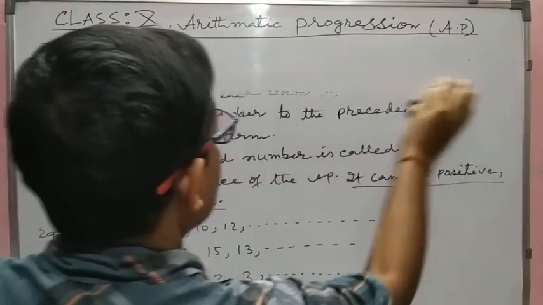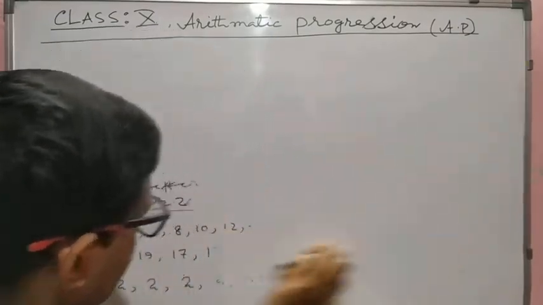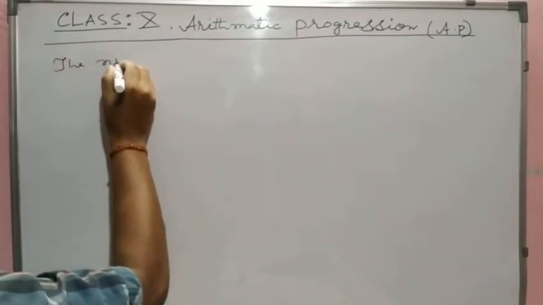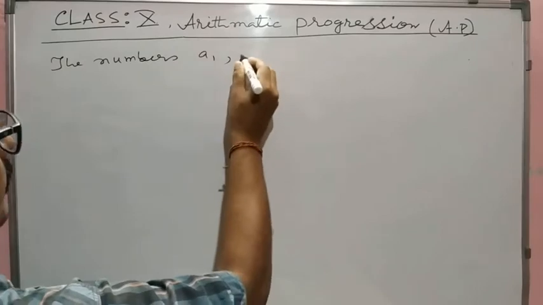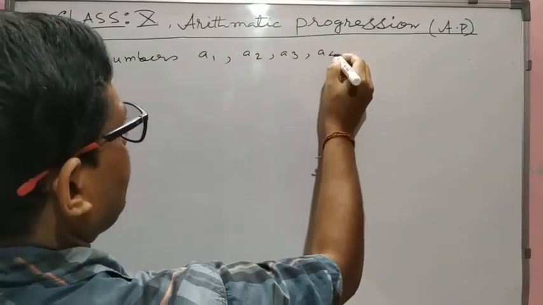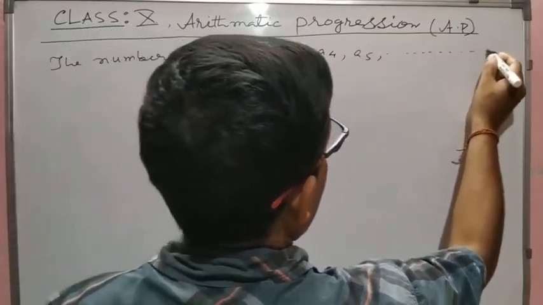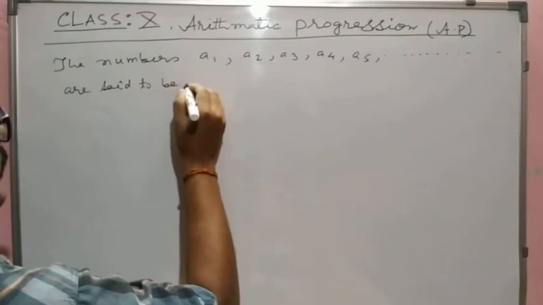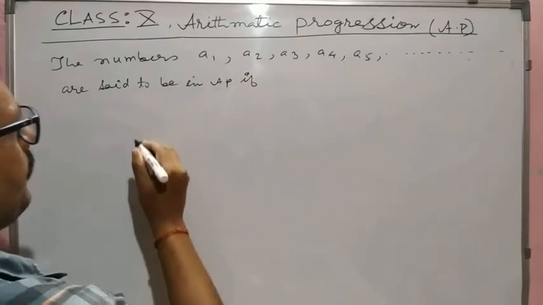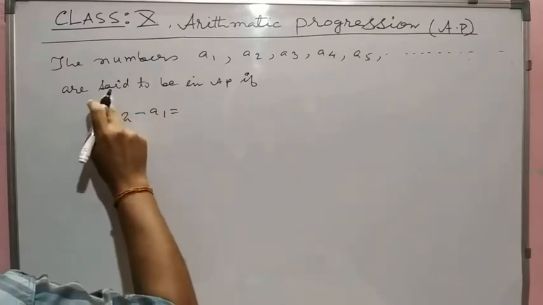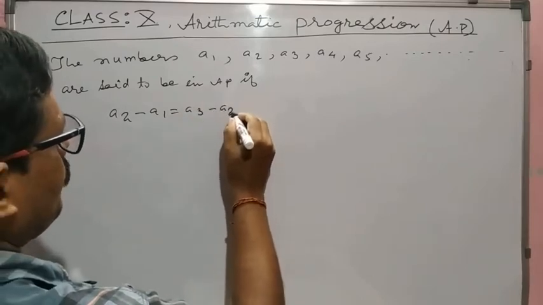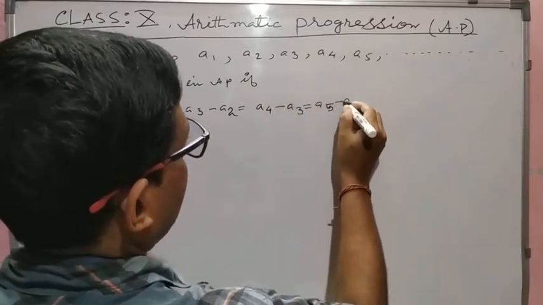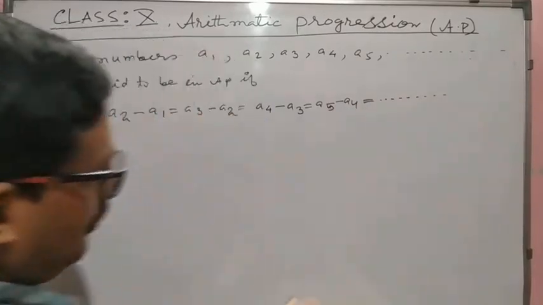See, now, let me write this one. Suppose the numbers A1, A2, A3, A4, A5, and so on are said to be in AP if A2 minus A1 is equal to A3 minus A2, is equal to A4 minus A3, is equal to A5 minus A4, and is equal to the same for all the other terms.